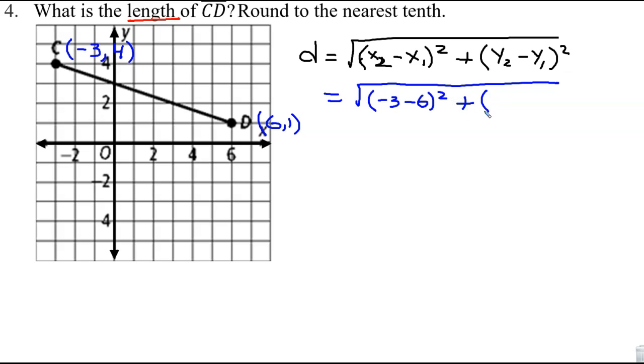Plus, in the same order then, and this is important, once you pick an order, you have to stick with it. So plus y minus y squared. Since I went C minus D for the x, I've got to go C minus D for the y. So we'll go 4 minus 1.